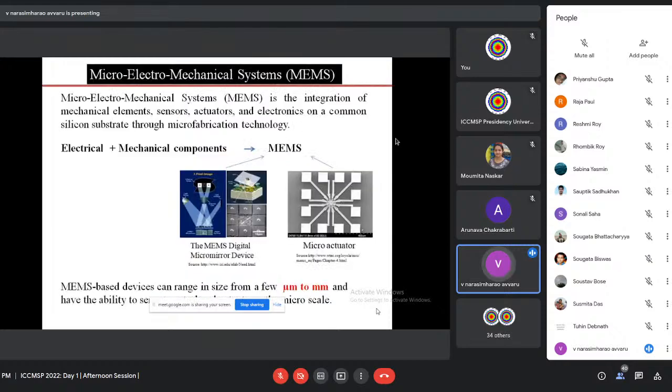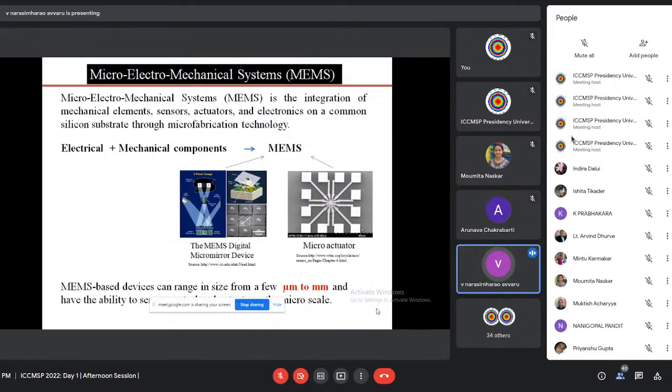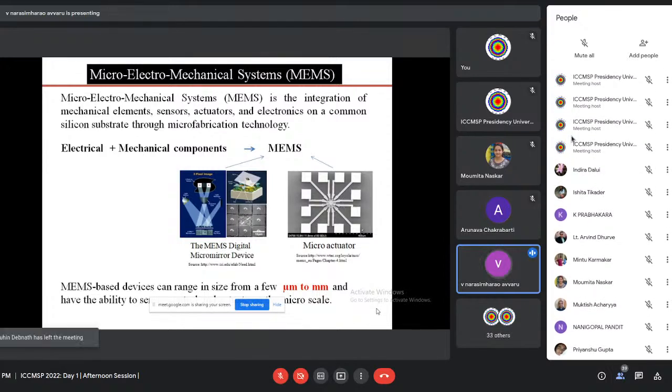Microelectromechanical system is the integration of mechanical elements, sensors, actuators, and electronics on a common silicon substrate through microfabrication technology. MEMS have two components, electrical components and micro-mechanical components. MEMS-based devices can range in size from a few micrometers to millimeters, and have the ability to sense and actuate on a micro scale.